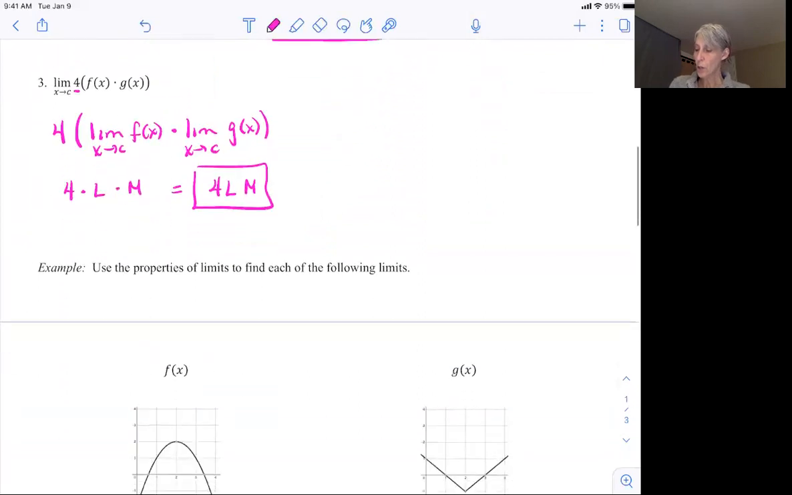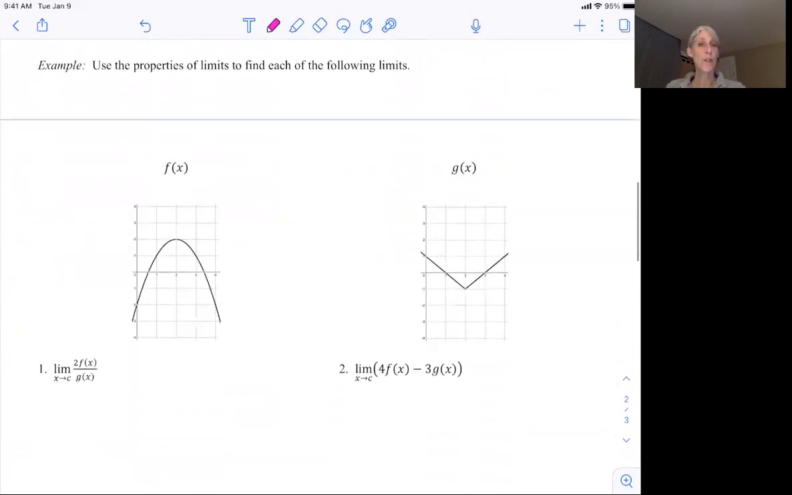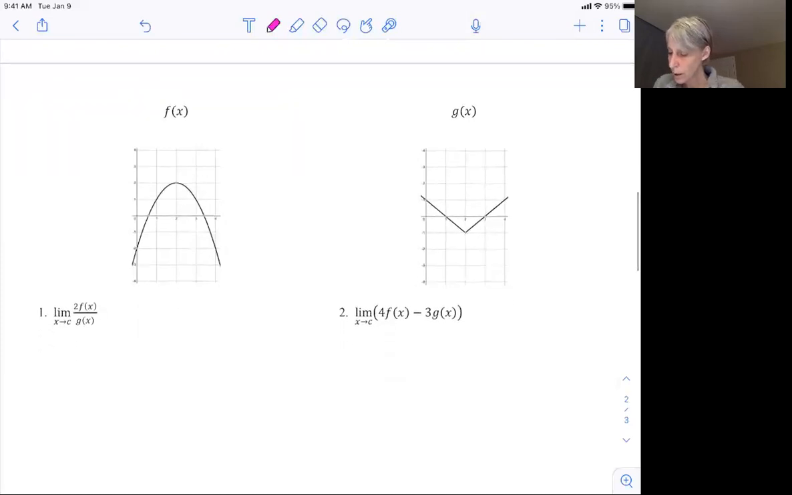We can also use our properties to find limits from the graph of a function. All right. So now this time we're looking at the graph of f of x and the graph of g of x. So we're going to use their function values. I have the limit as x approaches c of 2 times f of x. So this is 2 times the limit as x approaches c of f of x over the limit as x approaches c of g of x.